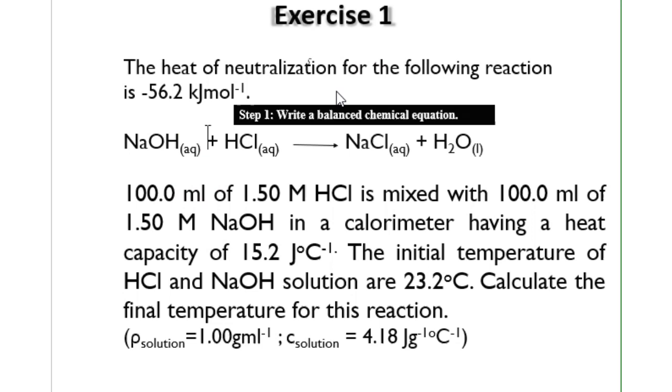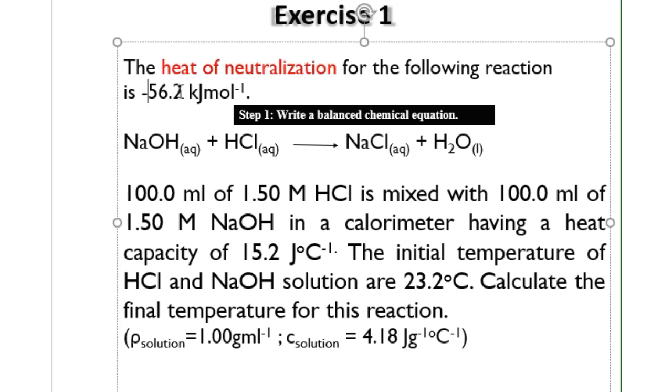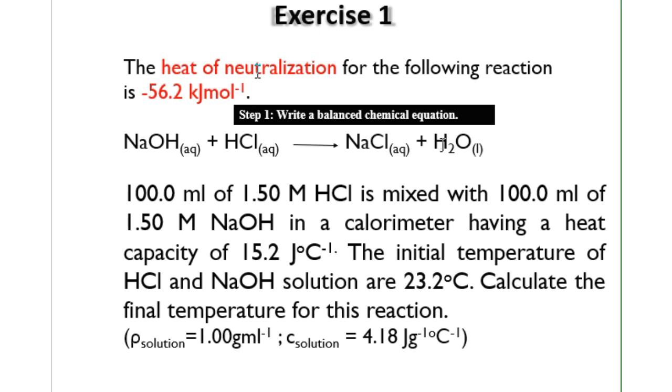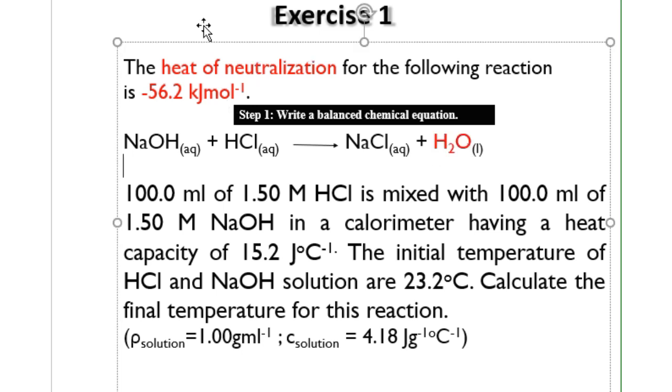Next, exercise 1. The heat of neutralization for the following reaction is negative 56.2 kilojoule per mole. This information is very important because this is heat of neutralization. The unit is kilojoule per mole, meaning that, if you still remember the definition of enthalpy of neutralization, it is referred to water, meaning the formation of 1 mole of water equals 56.2 kilojoule. That's why you must understand the information given by the question.